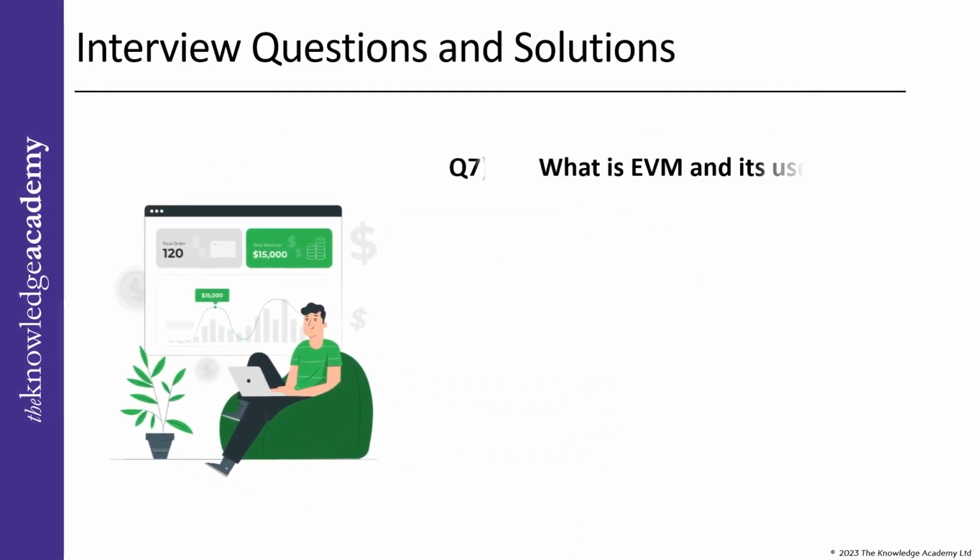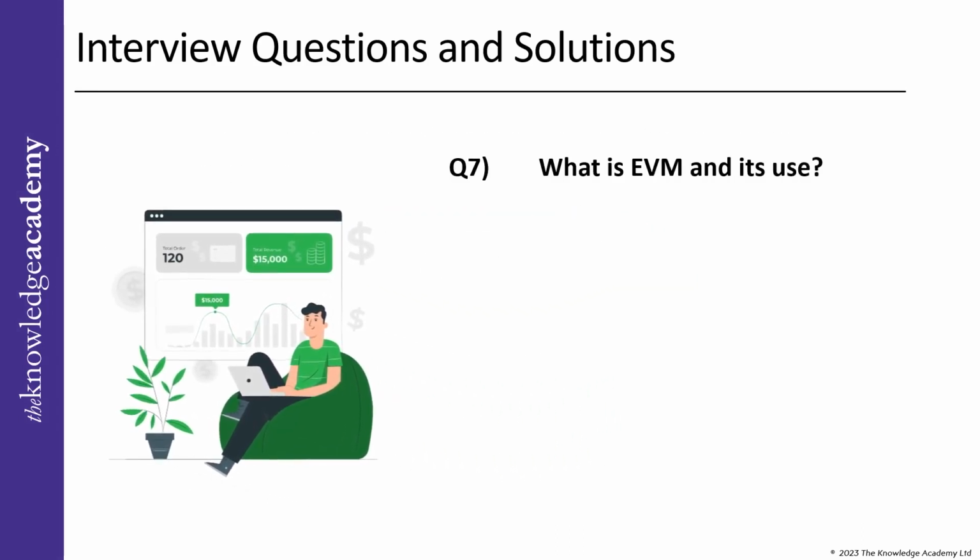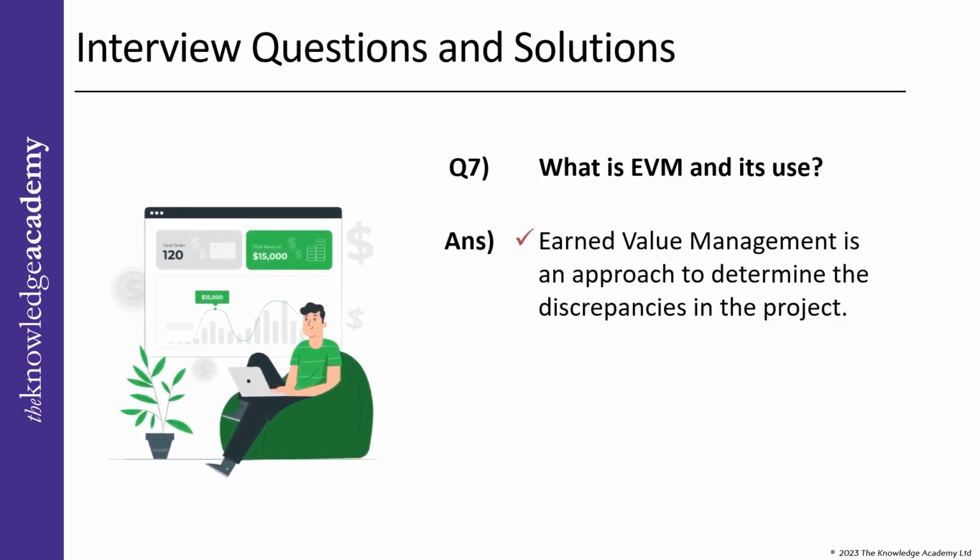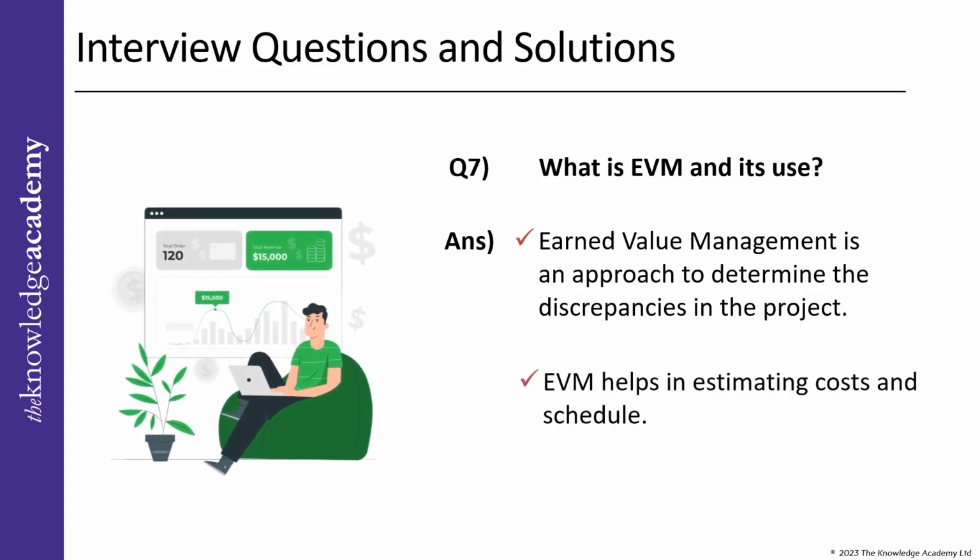Question 7. What is EVM and its use? Answer. EVM, or Earned Value Management, is an approach to determine the discrepancies in the project so the team can predict and plan the corrective steps required for dealing with them. EVM uses a schedule along with a cost performance index to compute the cost variance. EVM helps in estimating costs and schedule.